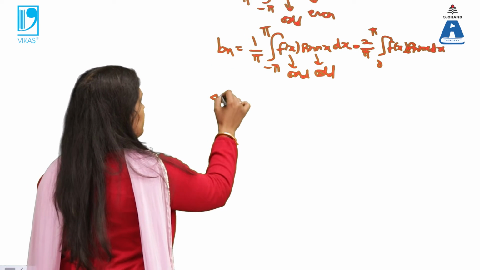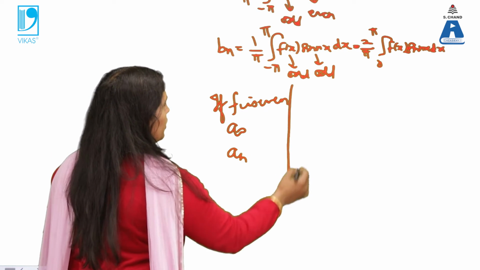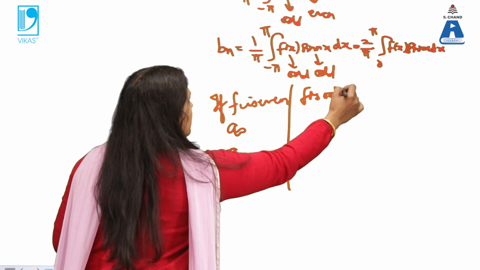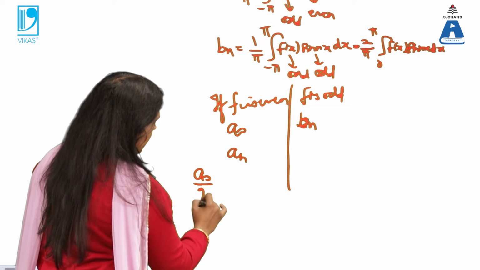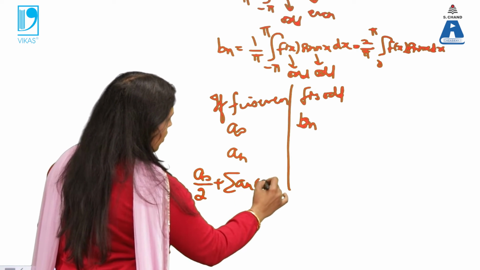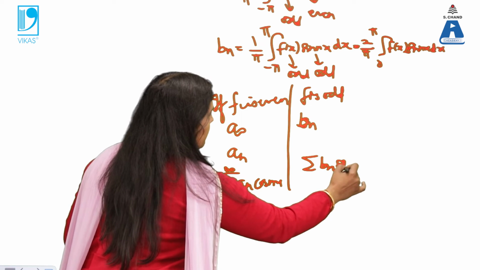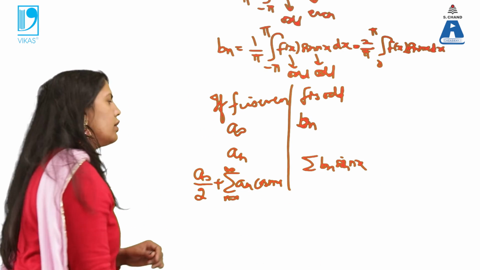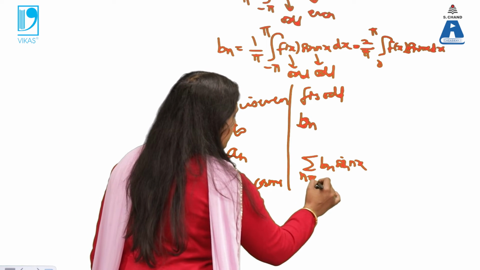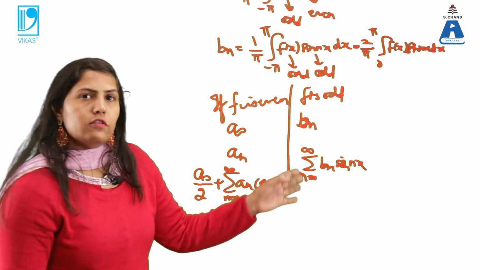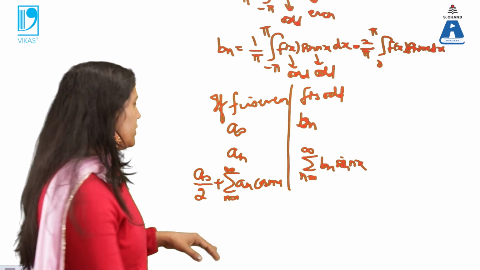In brief, I write if f is even, you have to just calculate a naught, an with the twice formula, and if f is odd, you have to calculate only bn. It means in this case your series will look like an cos nx, this much only, and in this case the series will be this bn sin nx. And you focus on the angle also, cos and sin both have nx in the angle, and n is a natural number, n from 1 to infinity. So this is your Fourier series. In different situations we have discussed that if function is even or odd, how we write the series.